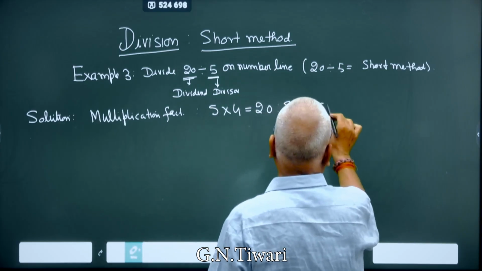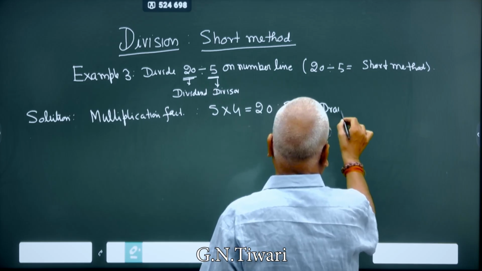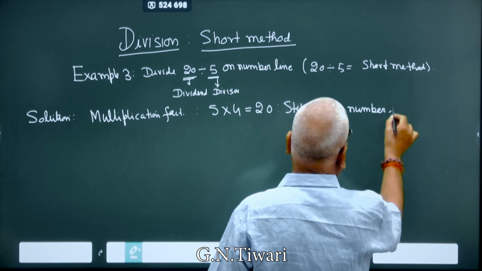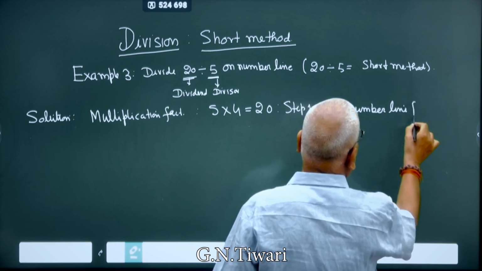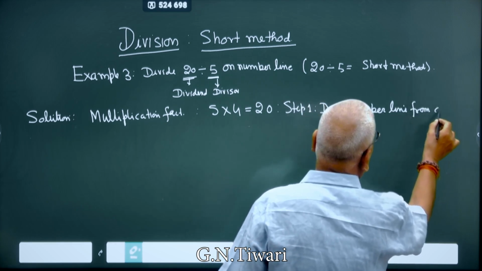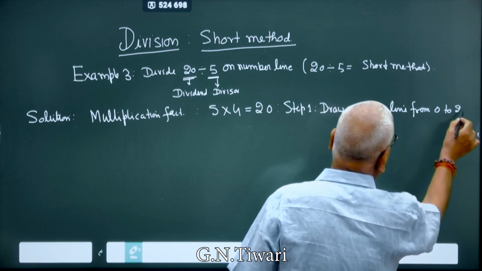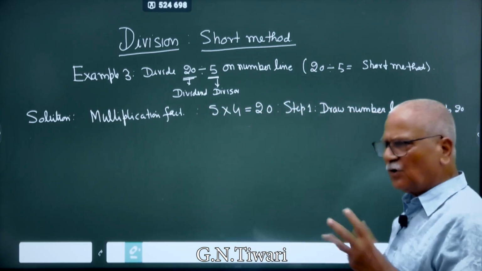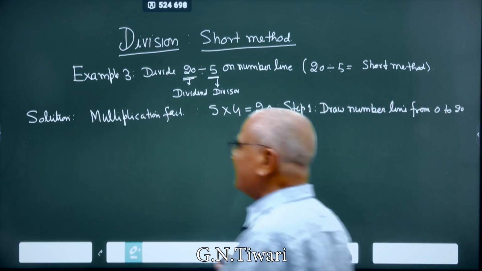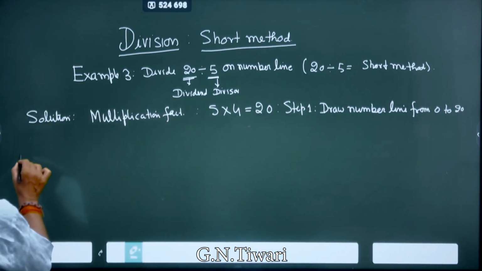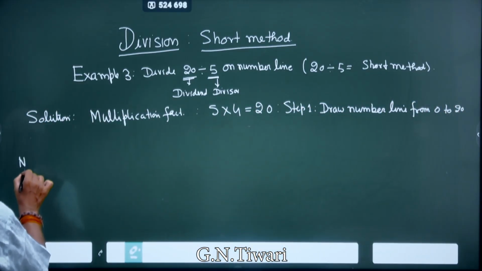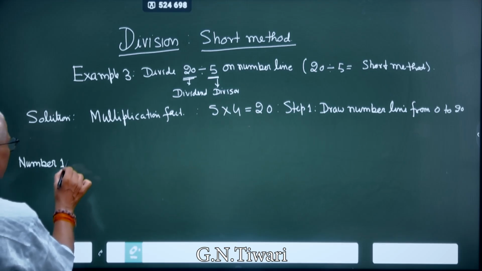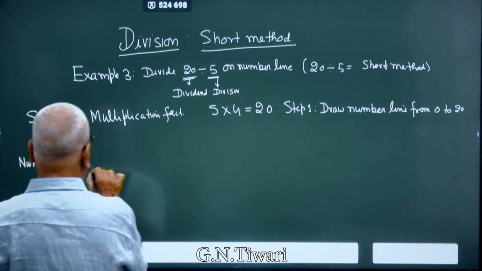Draw number line from 0 to 20, which is equal to dividend. We know. But how you draw it? Just say number line. Similar way to draw the number line. There is no other method to draw the number line from 0 to 20.